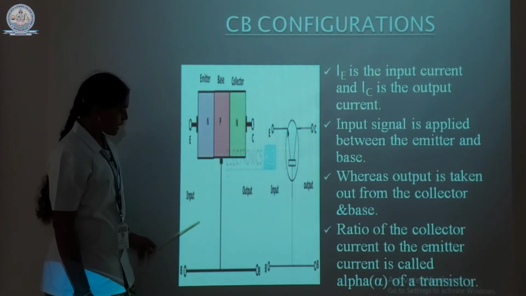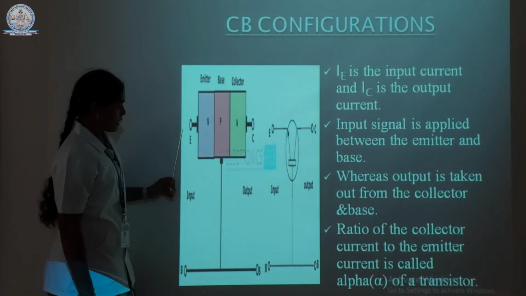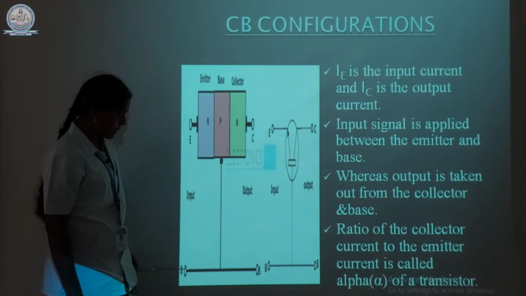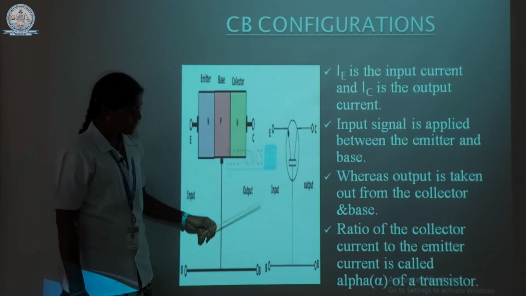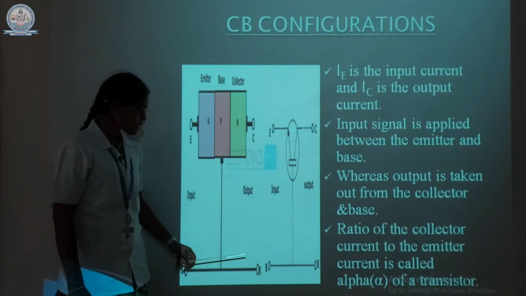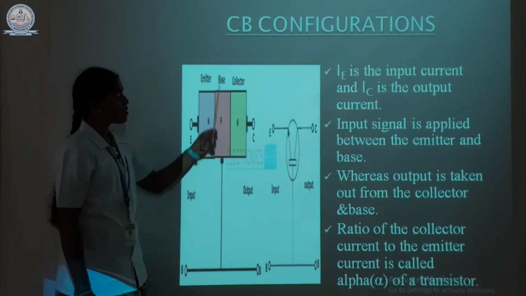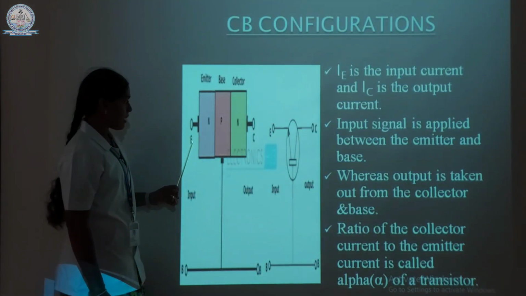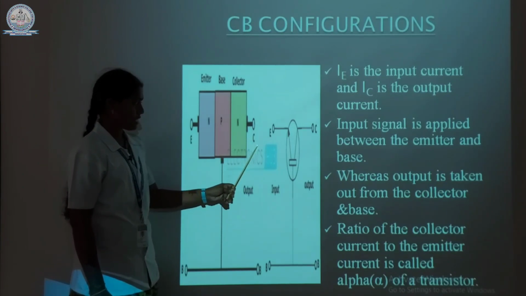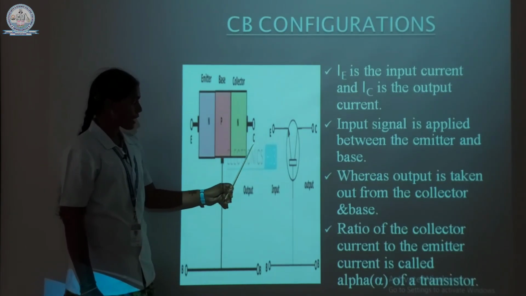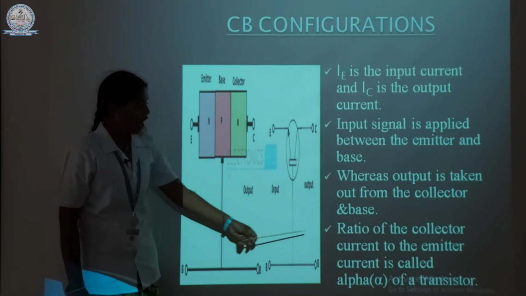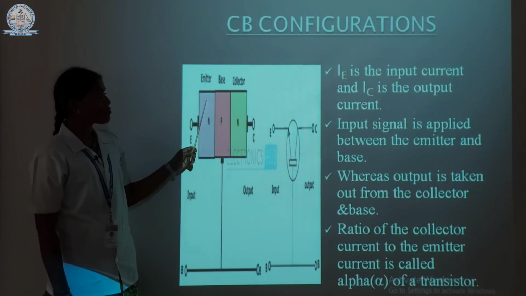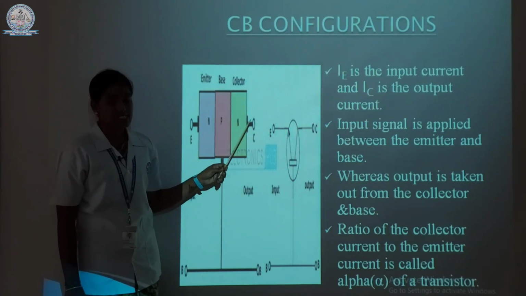Common base configuration. In this figure you can see clearly the input path and output path. The input path is emitter and base, the output path is collector and base. So the base is common to the input and output, so it is called the common base configuration. The input current is IE, the output current is IC. The ratio of output current to input current is called the alpha of a transistor.